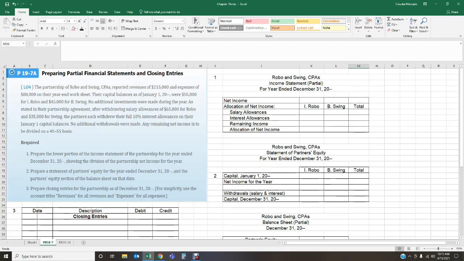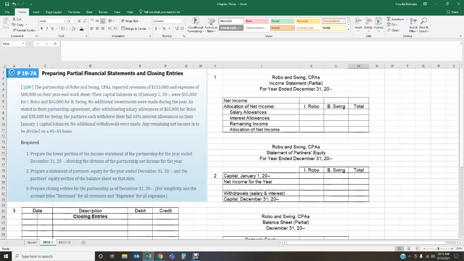Okay, so what do we have to do here? We have three requirements. The first requirement is to prepare the lower portion of the income statement of the partnership for the year ended December 31st, showing the division of the partnership net income for the year.